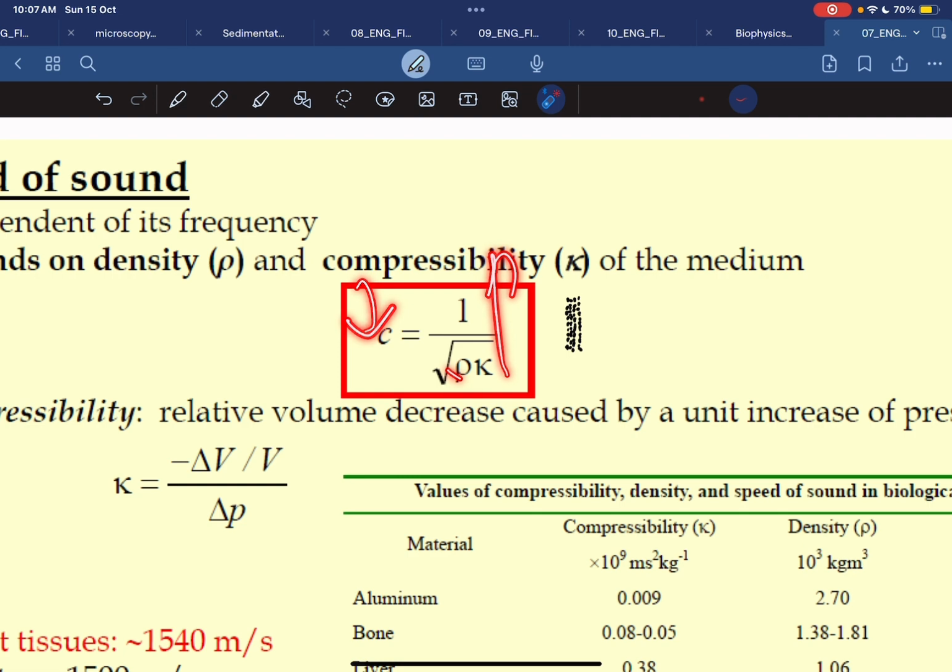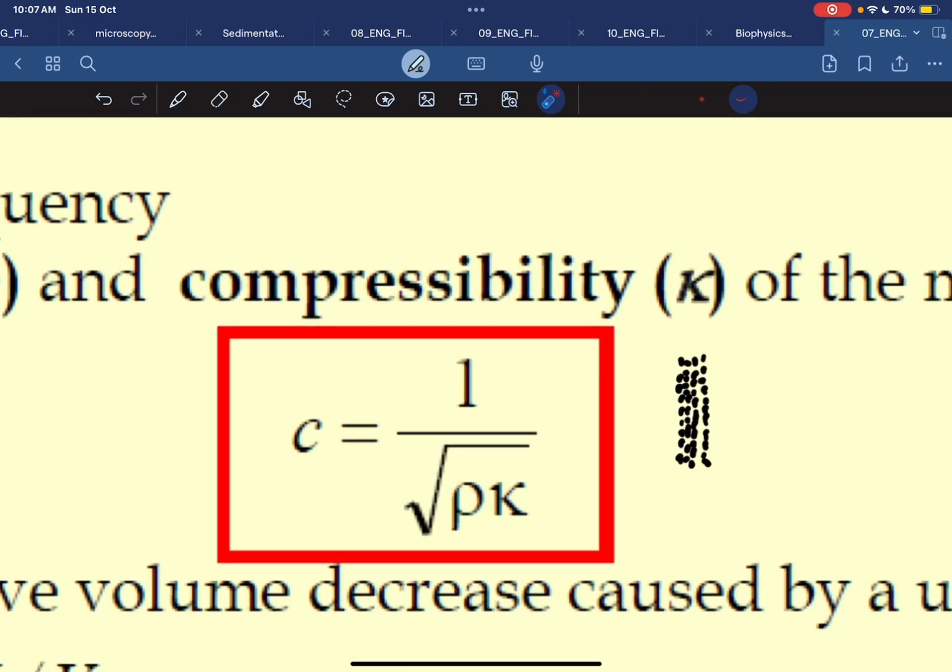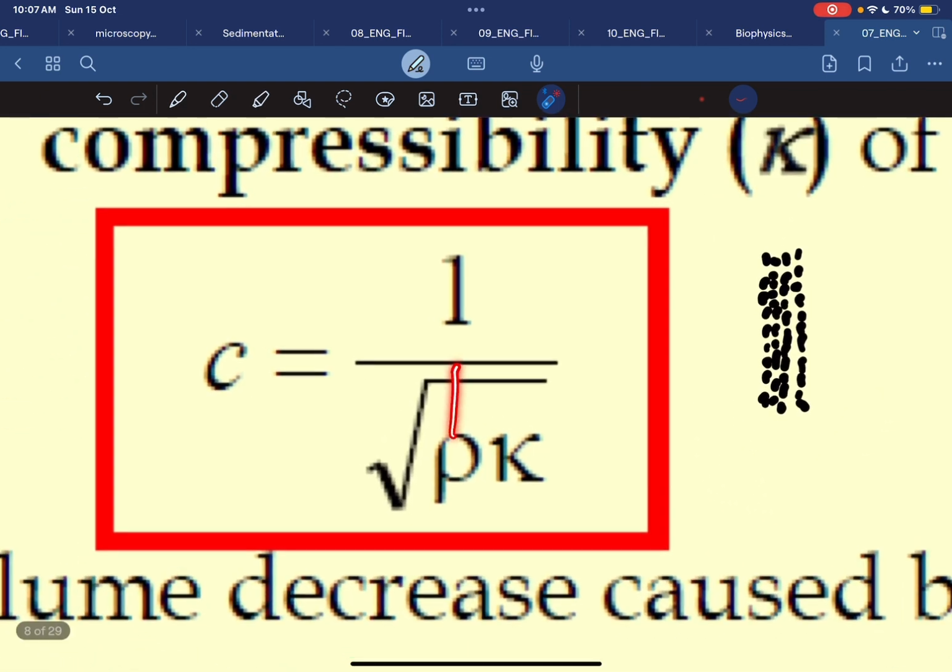It's inversely proportional. So what I'm trying to say is the sacrifice of having a little bit higher density for a super low compressibility is worth it for getting more speed. So don't think, oh my god, if the density is low, the speed is going to be high.